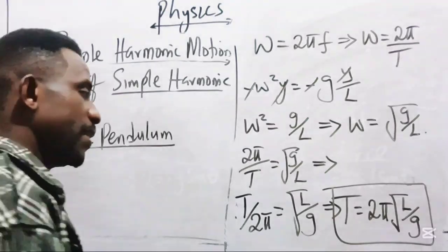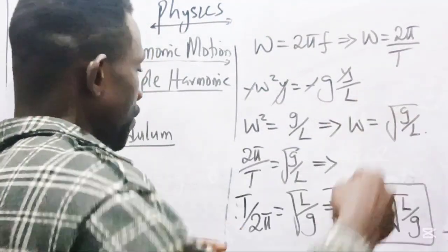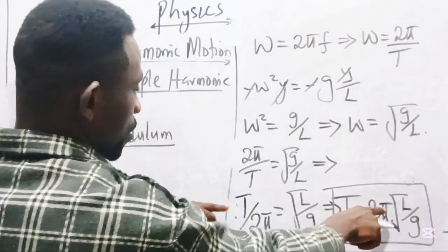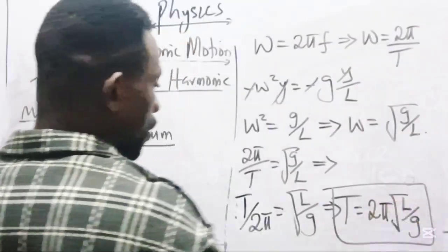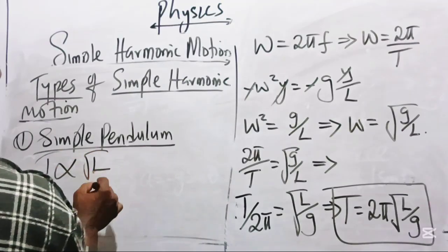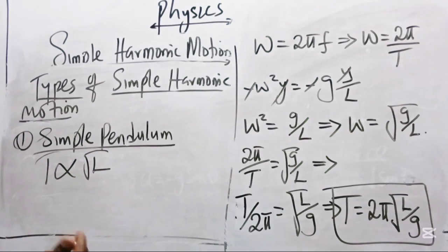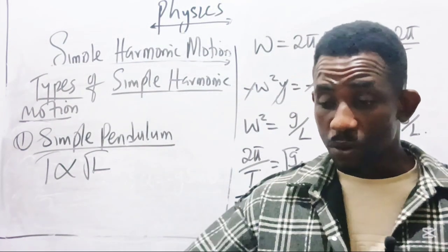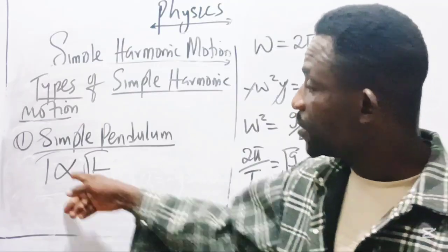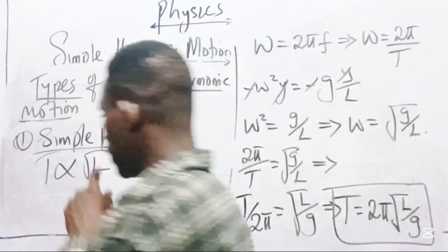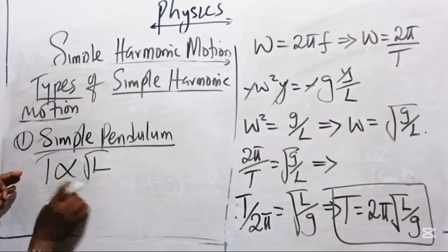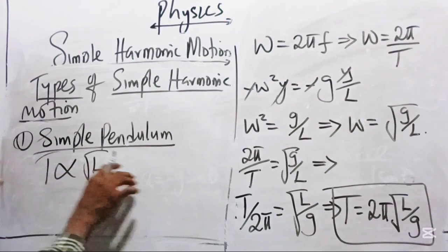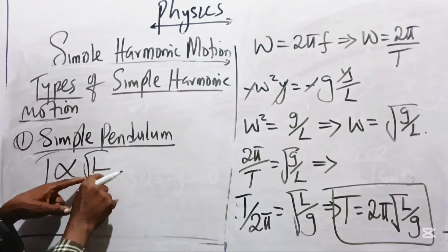If the length is very long, the time period will be very long, because T is directly proportional to the square root of length. So as length increases, the time increases. When we increase the length, there is a time delay, so the time to reach the expected value will increase. And when we decrease the length, it will be faster. The time delay is long when the length is long, and short when the length is short.